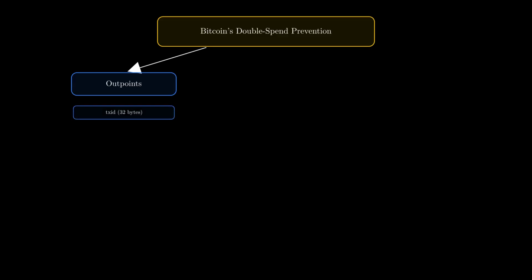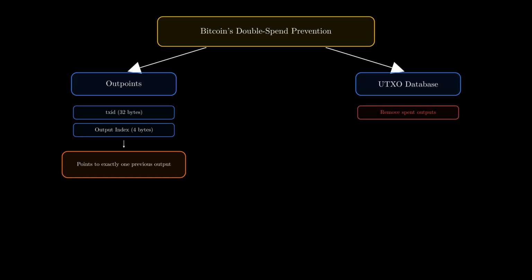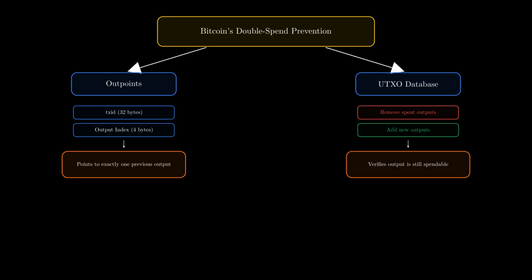Let's put it all together. Outpoints give Bitcoin surgical precision. Every transaction input uses a 32-byte transaction ID plus a 4-byte output index to reference exactly one previous output. No ambiguity. The UTXO database gives full nodes a fast, reliable way to verify whether that output is still available to spend. Spent outputs are removed when blocks confirm. New outputs are added. Any attempt to reference a spent output is rejected.